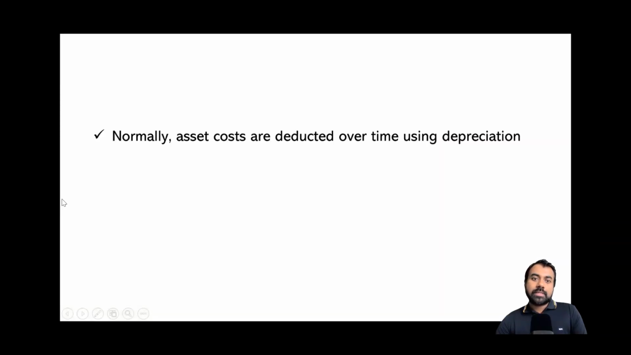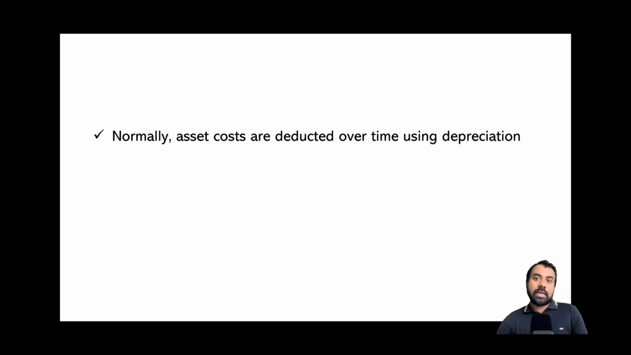Normally, what happens is when you buy a machine or equipment for your business, you cannot deduct the whole expense in the same year. Rather, what you do is you use a depreciation method, for example, a straight line depreciation method.